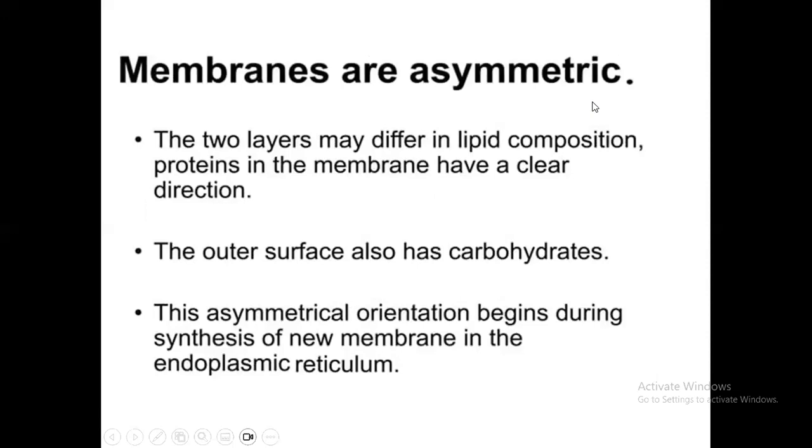The membranes are also asymmetric in nature. The two layers, that is the outer leaflet and the inner leaflet of the lipid bilayer, may differ in the lipid composition and also in the composition of the proteins. They will definitely also differ in the presence of carbohydrates. Carbohydrates are majorly present in the outer membrane itself. This asymmetric orientation of the membranes begins during the synthesis of new membranes within the endoplasmic reticulum itself.